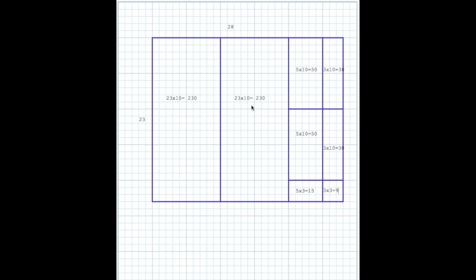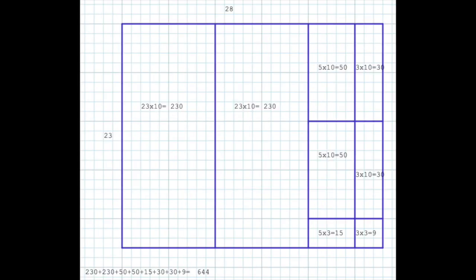Now, I've found the areas of all these different little rectangles inside the big rectangle, so how do I find the area of the entire rectangle? Well, just add these together. So adding all the areas of these little rectangles together, 230 plus 230 plus 50 plus 50 plus 15 plus 30 plus 30 plus 9, we add those all together using any strategy you want to use, and we come up with a total of 644.